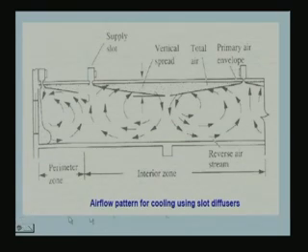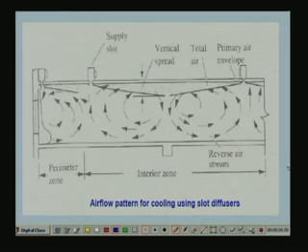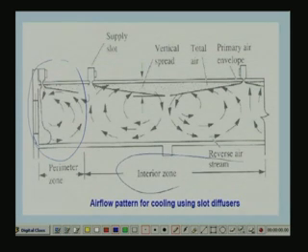Again, this picture shows the airflow pattern for cooling using slot diffusers. Here this zone is the perimeter zone, that means near the wall, and this is your interior zone, that means away from the wall.